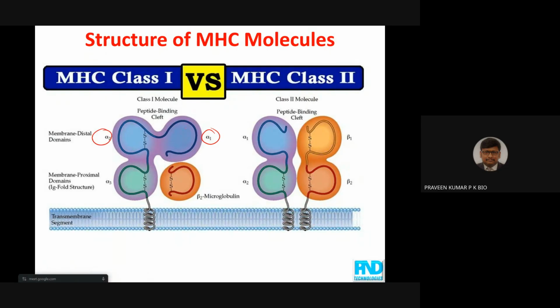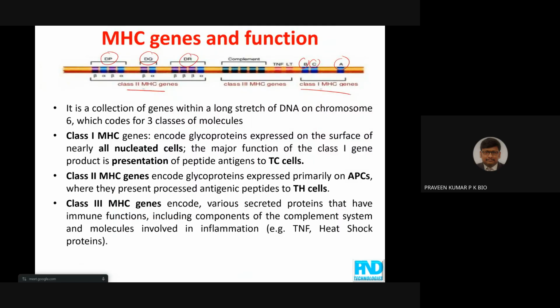unit. But whereas in the MHC2, just because we have two different proteins, we need a lengthy kind of an epitope to be designed. But whereas here we just want a small peptide to be designed. And MHC genes and MHC functions, we have the major important genes like DP, DQ, and DR in MHC2. But whereas in MHC1 we have A, B, C.